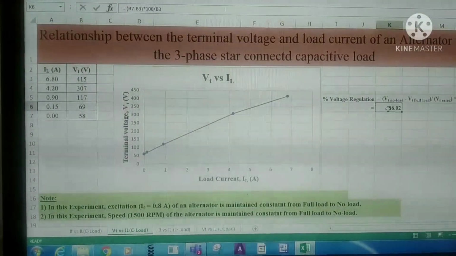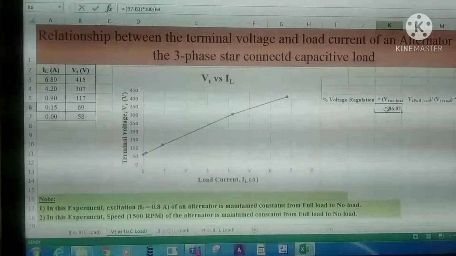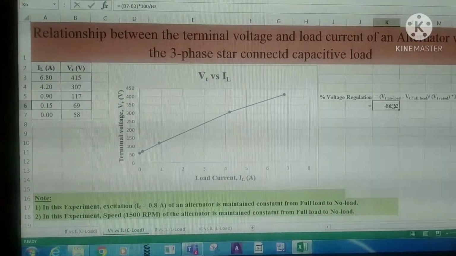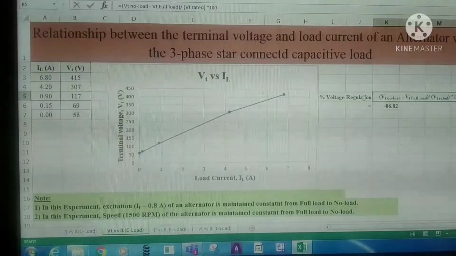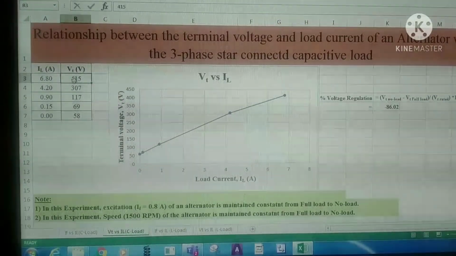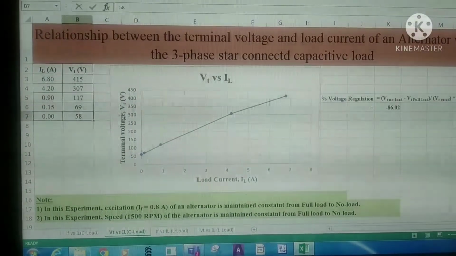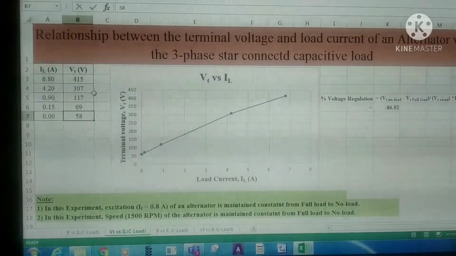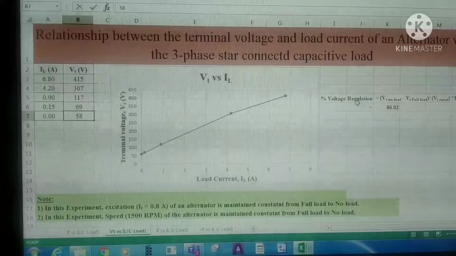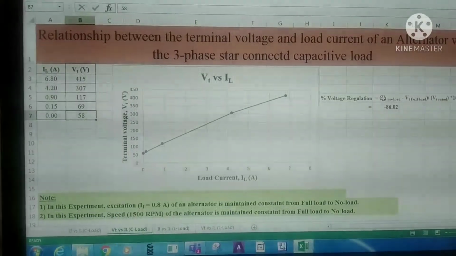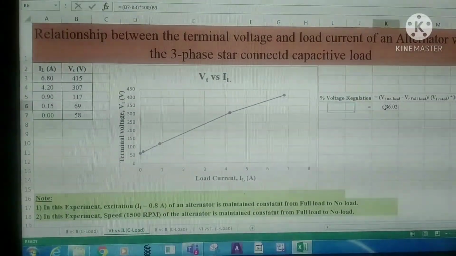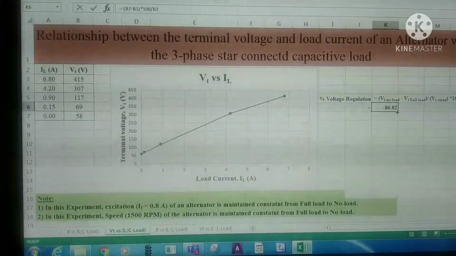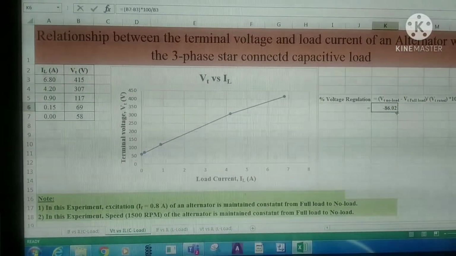And here we have also determined the percentage voltage regulation. Here the full load voltage across the stator winding terminals is 415 volts and the no load voltage across the stator winding terminals is 58 volts. And the rated voltage of the alternator, we know, is 415 volts from the nameplate details. If we substitute these values, we get minus 86.02 percent voltage regulation.